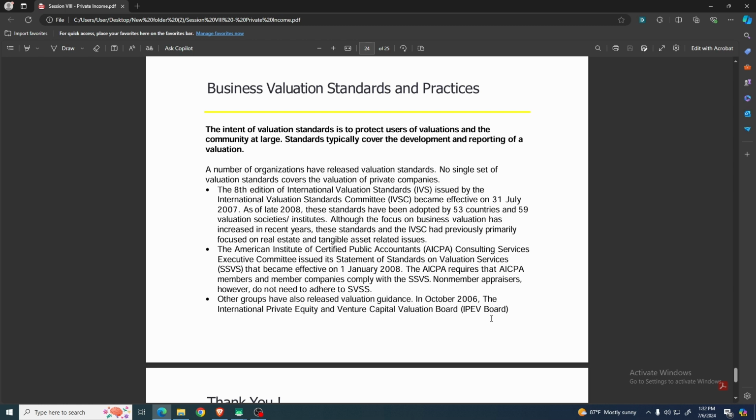So in an overall sense, valuation standards play a critical role in ensuring the integrity and reliability of business valuations. The institutions that we have discussed, IVS, SSVS, and IPEV, each contribute to a structured and consistent approach to overall valuation, catering to different aspects of the valuation landscape. Adhering to these standards helps protect the interest of stakeholders, provides transparency, and promotes confidence in the overall valuation process. As the field of business valuation continues to evolve, these standards will remain pivotal in guiding best practices and maintaining high professional standards across the industry.